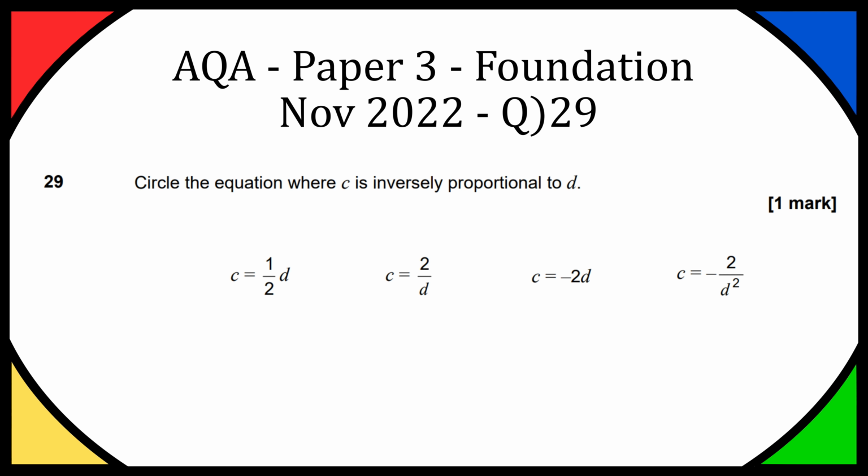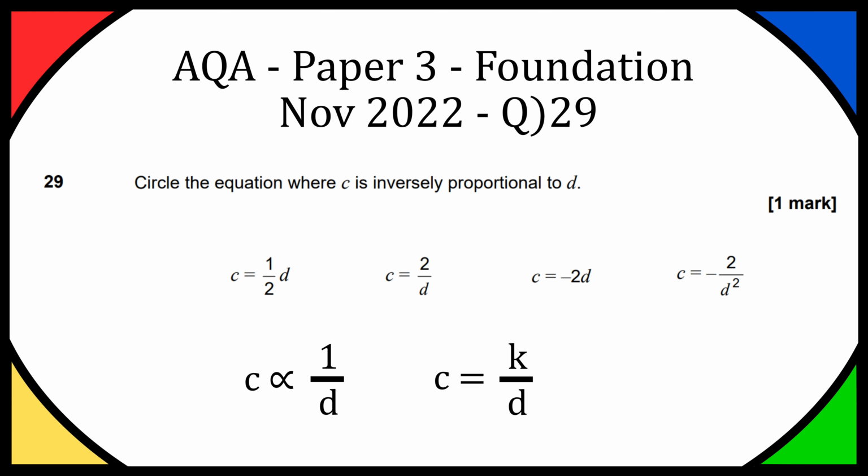Hey everyone, so today we have question 29 from the past paper link down below, and it asks us to circle the equation where C is inversely proportional to D and this is a 1 mark question. So we have 4 options here. Now the form of having C and D inversely proportional would be in this form. So C is inversely proportional because it's proportional to 1 over D. So this means we're looking for something in the form of C is equal to K over D.